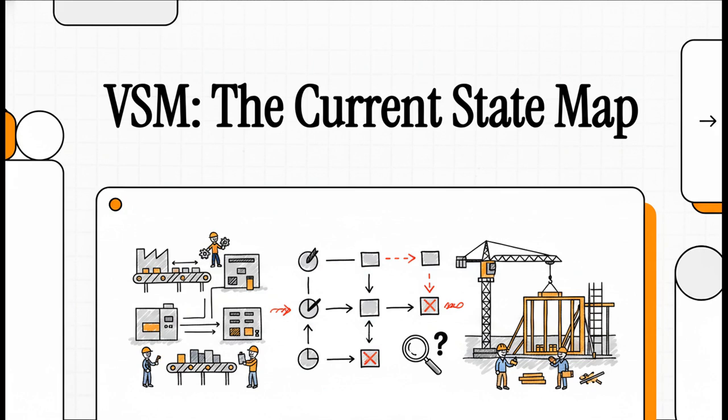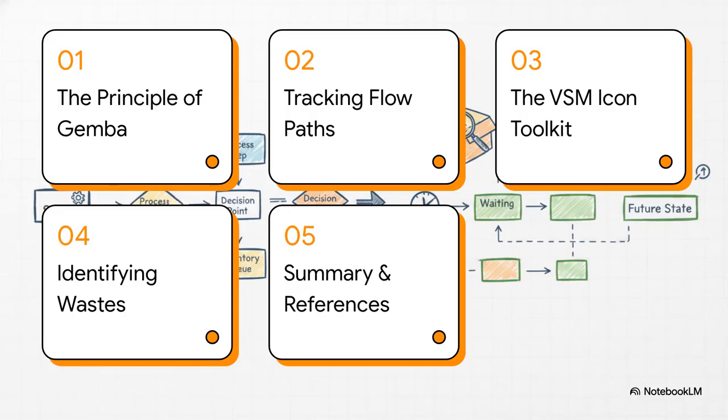So if you've ever felt like your project is just bleeding time or resources, but you can't quite put your finger on where the leak is, well, this explainer is designed exactly for you. All right, here's a quick look at our agenda for today. After our welcome, we'll dive right into the principle of Gemba. Then we'll cover tracking material and information, unpack the VSM icon toolkit, explore how to identify wastes and gaps, and finally, wrap things up with a summary and our references. Let's get right to it.